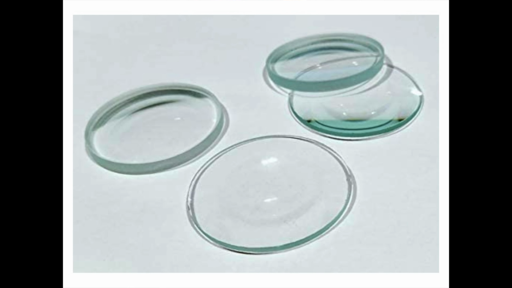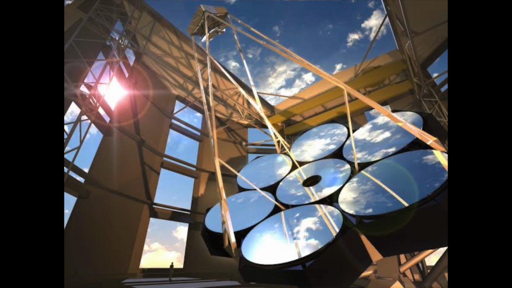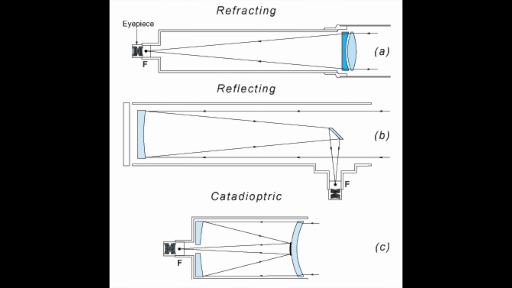So refractive telescopes use lenses to bend light into focus. Reflective telescopes, on the other hand, use mirrors to get that reflection and get the image in focus. Catadioptric telescopes use a combination of lenses and mirrors together.